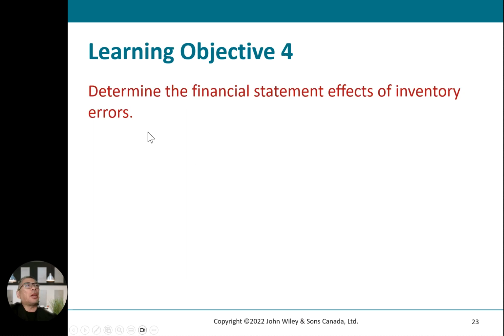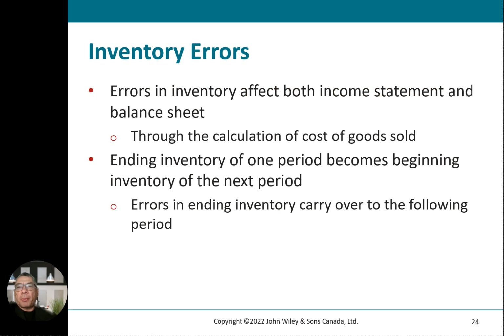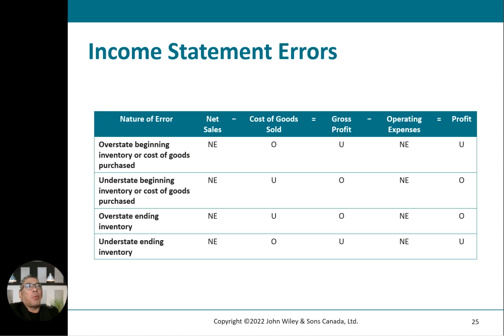Okay, and then learning objective number 4: to determine the financial statement effect of inventory errors. So this is the most common part, inventory errors. Errors in inventory affect both the income statement and balance sheet. Why? Because of the calculation of cost of goods sold. Ending inventory in one period becomes beginning inventory in the next period. Errors in inventory carry over to the following period. So this is a very key part. There are a lot of mistakes sometimes in inventory. This is common. Human nature is that sometimes we make mistakes.